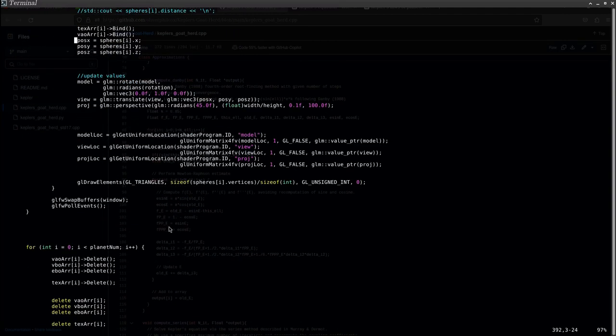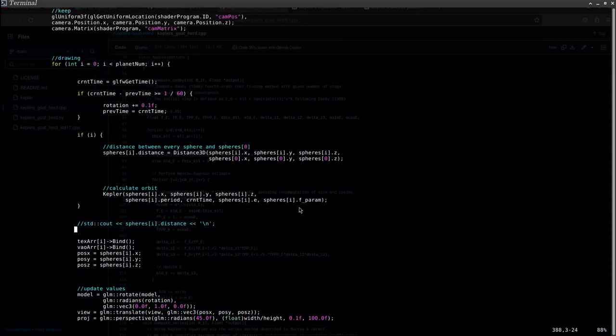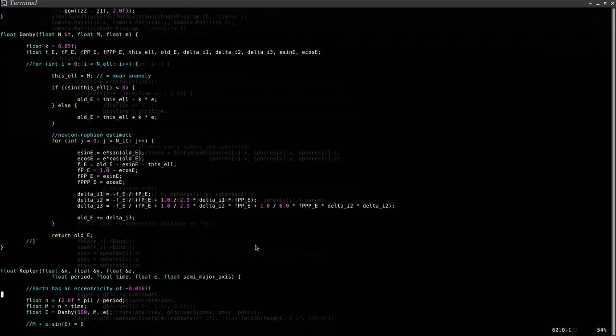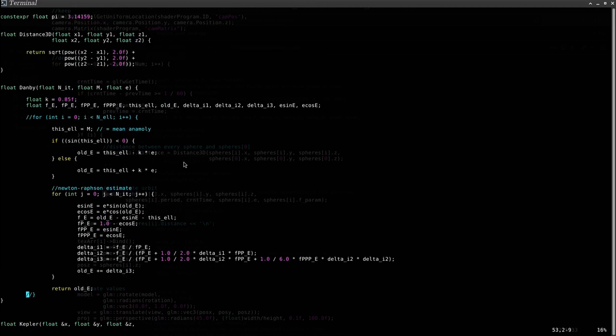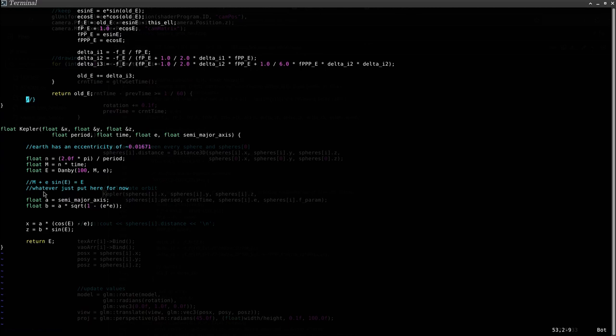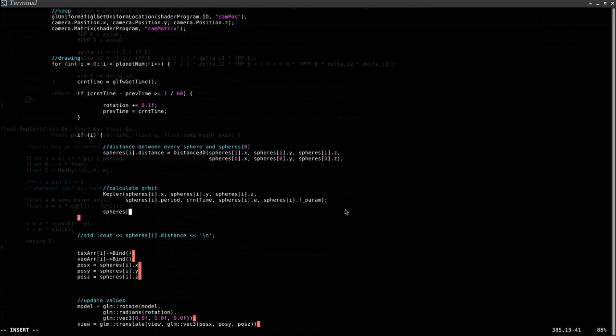So currently what I have going on right now is this Kepler function, which calculates the Kepler equation, which if I could pull up here. Yeah, so this is the Danby method I used for estimating and finding the eccentric anomaly. This is the actual Kepler equation itself, which updates the positions of the objects in OpenGL, right? See how, if I manipulate the y value to be, let's say, let's make it the square root.